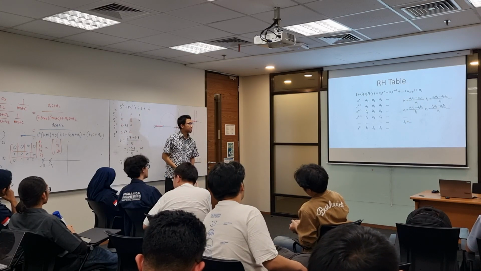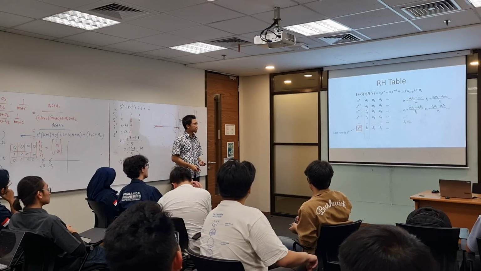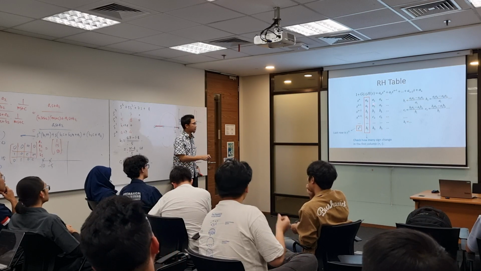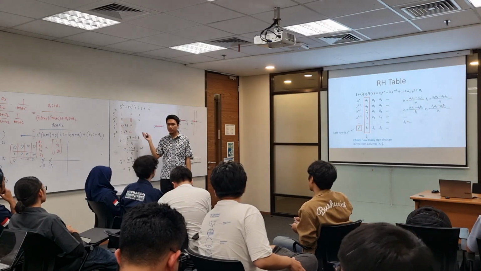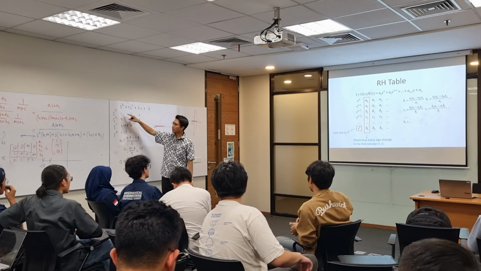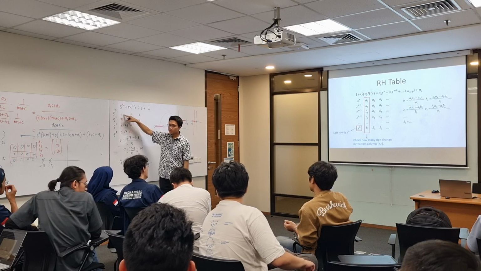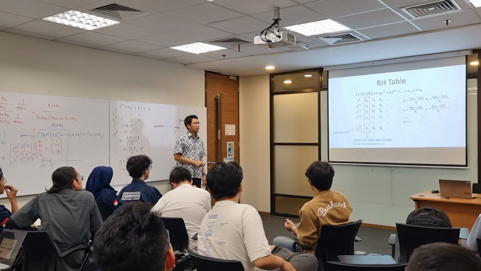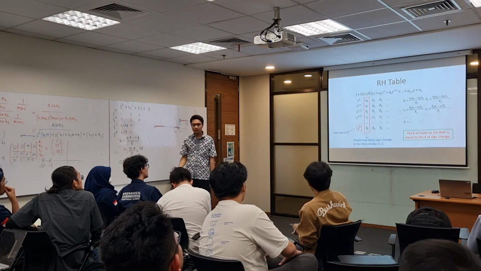So what to do with that first column? You check how many sign changes there are in that first column. Sign changes means positive to negative. We don't care about the value. We only care whether it is positive or negative. In this case, it is positive, positive, positive, positive. So no sign changes, which means there are no roots on the right half plane.